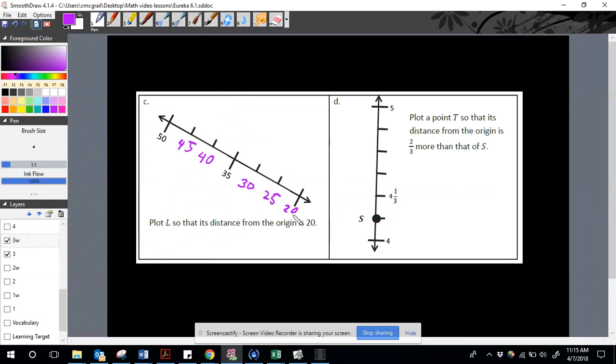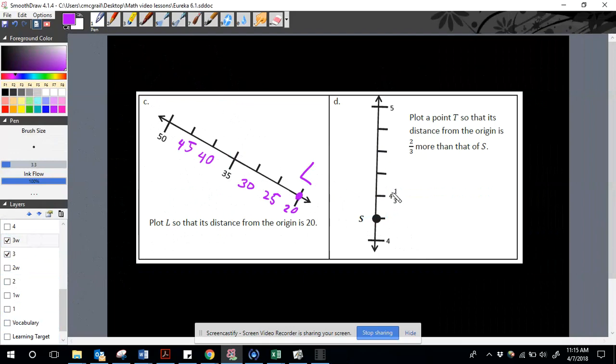So even though I don't have the origin on here, I know that this point 20 is going to be 20 units away from the origin, which is probably somewhere around here if this number line went on forever. So I'm going to label this plot L, and that is it. Now let's see what you can do.